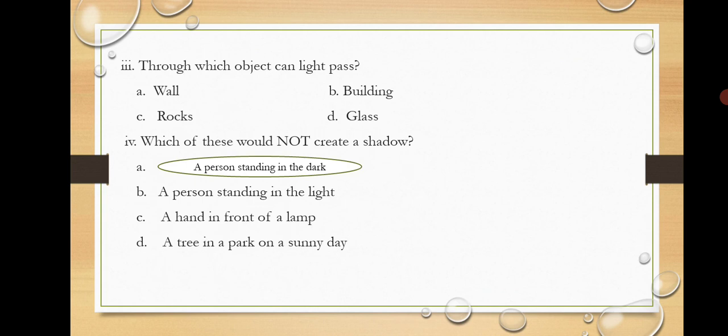4. Which of these would not create a shadow? A person standing in the dark, a person standing in the light, a hand in front of a lamp, a tree in a park on a sunny day. So option A is correct. When a person is standing in the dark, no shadow will be created.